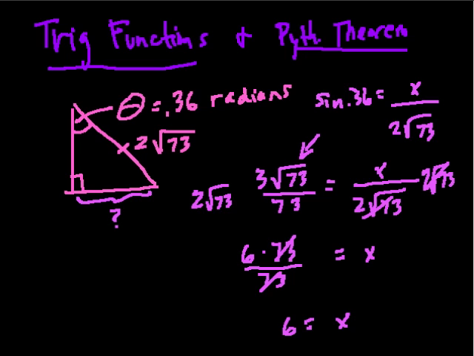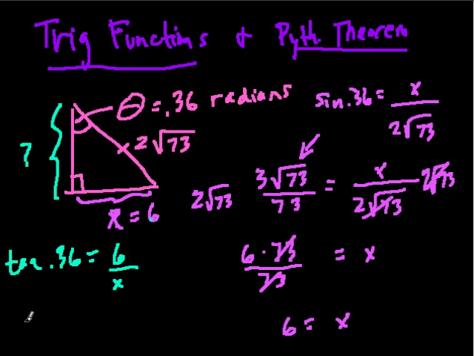So now we know that, well, let's find the other side. And there's a lot of ways we can do this. We could use our tangent of theta, which is the tangent of 0.36 radians. And tangent's equal to the opposite, which we now know. This is no longer a mystery. X is equal to 6. So the tangent of 0.36 is equal to 6 over an unknown, which is easy to do, but not as easy as the cosine of 0.36, which is equal to the adjacent side of the angle, the mystery, over the hypotenuse, which is over 2 times the square root of 73.